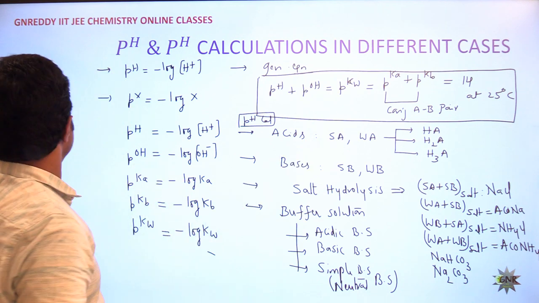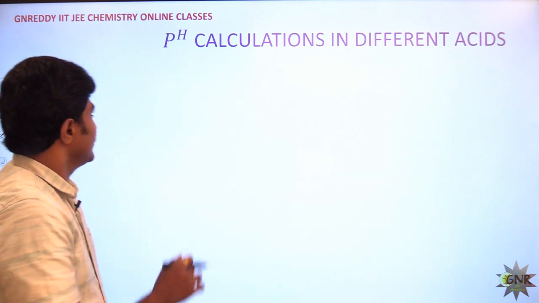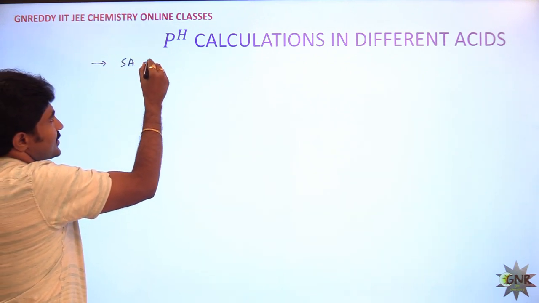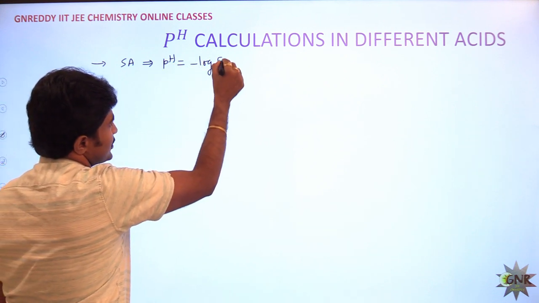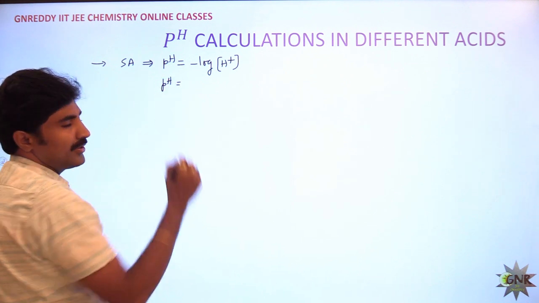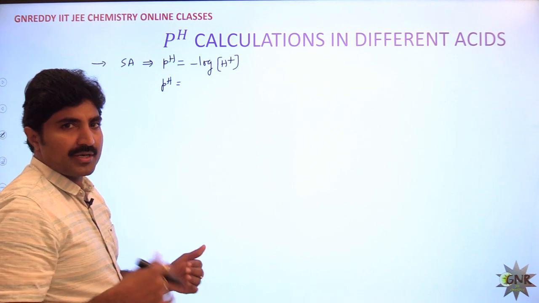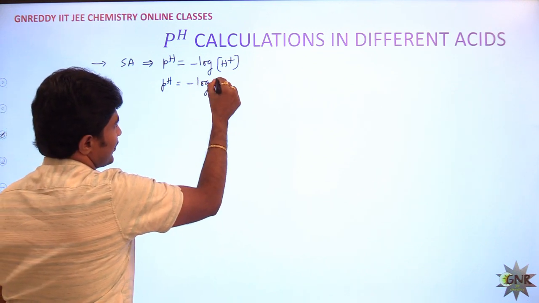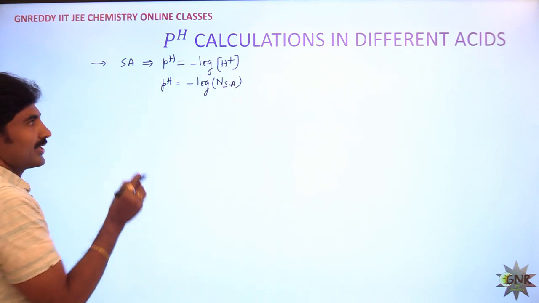You have seen these cases one by one: pH calculations in different acids. I am giving the strong acid first. In this strong acid, how do you express pH? pH is equal to minus log of H plus, and for a given acid, if the normality is given, normality directly represents the H plus concentration. So this is minus log of normality of the strong acid, like this we calculate for a strong acid.